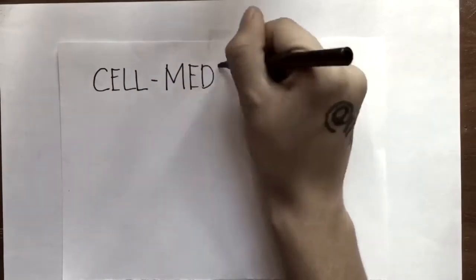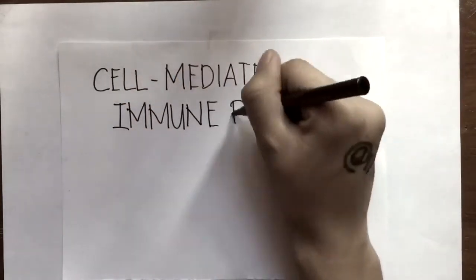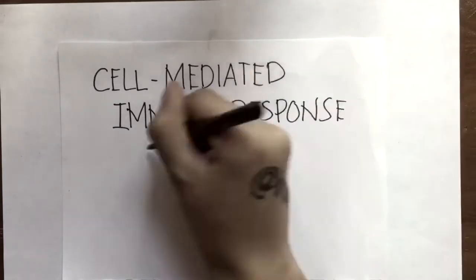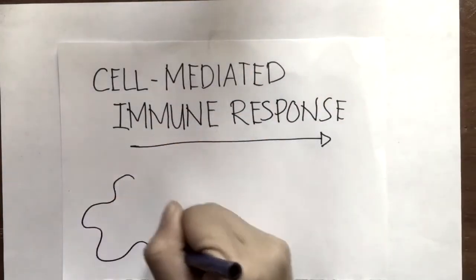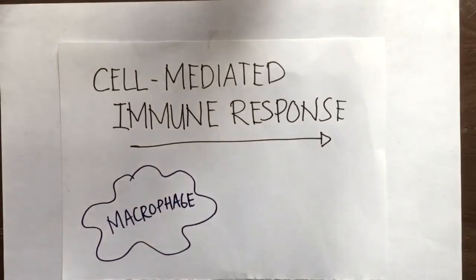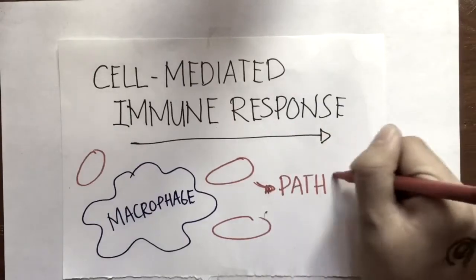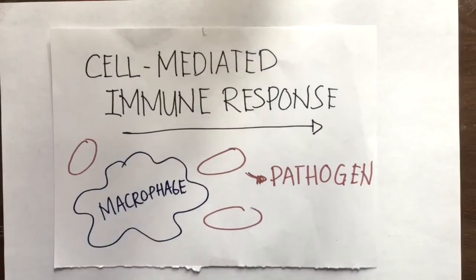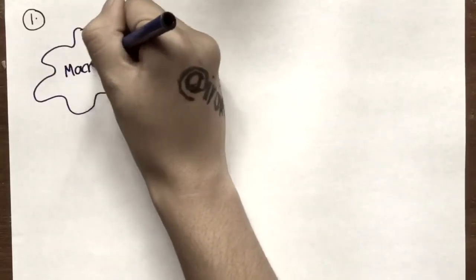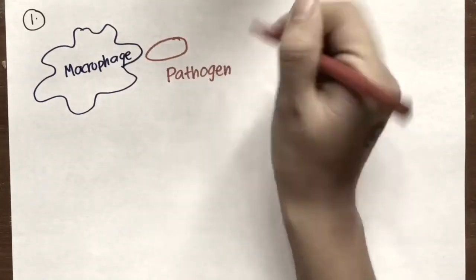Cell-mediated immunity is an immunity response that does not involve antibodies, but rather involves the activation of phagocytes, antigen-specific T lymphocytes, and the release of various cytokines in response to an antigen. The process begins when a macrophage, a phagocytic white blood cell that patrols tissue fluids, encounters a pathogen in the bloodstream.